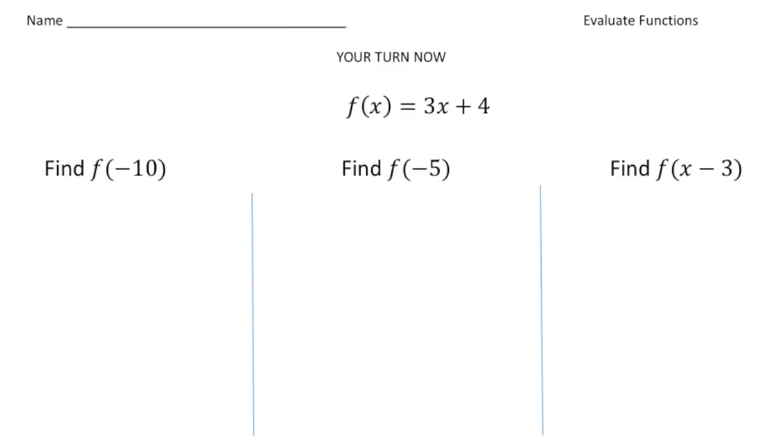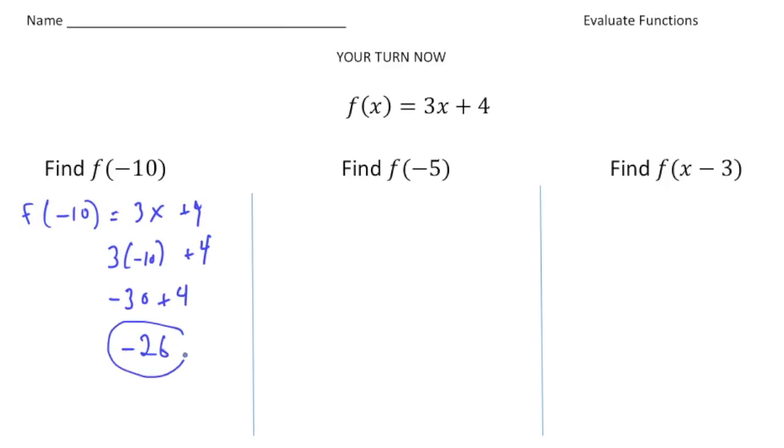Welcome back. Let's see how you do with these problems. For this, we have the function f of x equals 3x plus 4. The first one, we want to know what it simplifies to when x equals negative 10. I'm going to write this as f of negative 10 equals 3x plus 4. When I substitute a negative 10 in for the x, that's going to be 3 times negative 10 plus 4. Now it's got to simplify. 3 times negative 10 is negative 30, plus 4, and negative 30 plus 4 gives us negative 26. There's the first one.